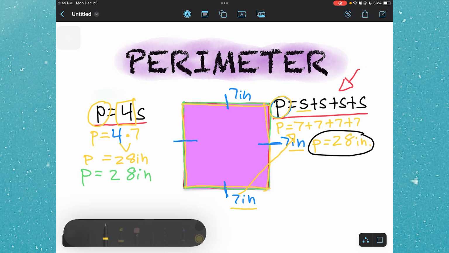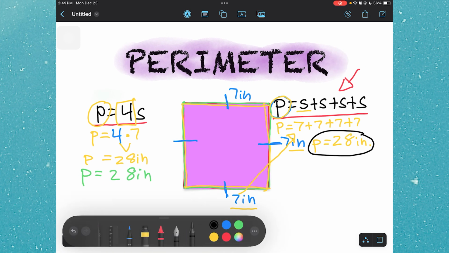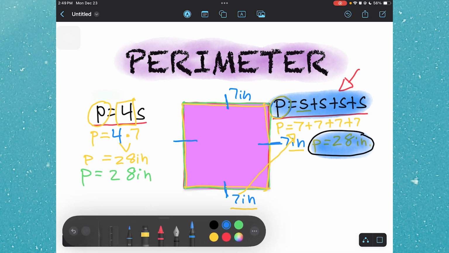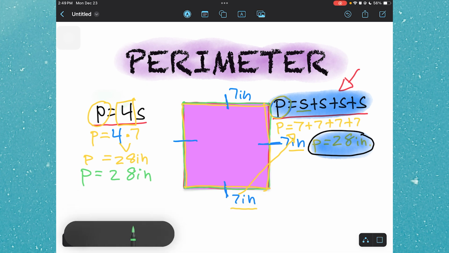Now, if you notice, there's 2 formulas to find perimeter. Whichever one you do is correct, as long as you do it right. So here we added all the sides together and we got 28 inches. Or we know that multiplication is repeated addition. So instead of having to add 7 plus 7 plus 7 plus 7, we did 4 times side, which is 4 times 7, which gave us 28.